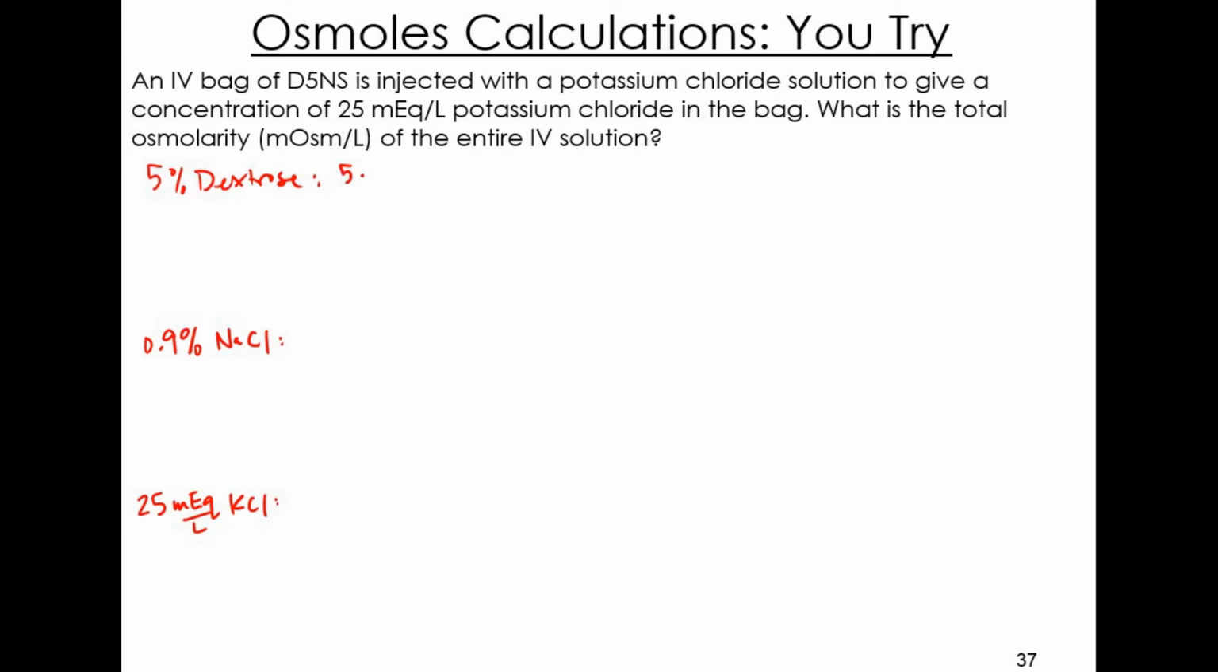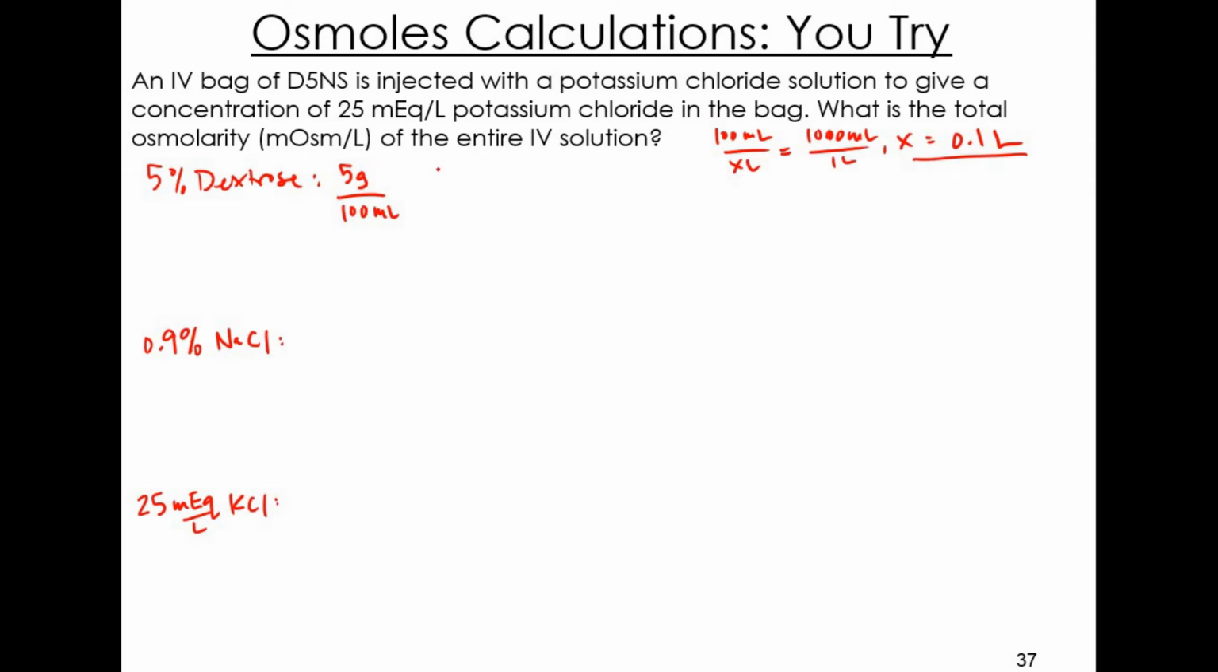So starting with dextrose, we have 5 grams dextrose per 100 mils of solution. We're going to need to be able to change 100 milliliters into liters, and so we can get that out of the way. How many liters are 100 milliliters? If 1 liter is 1,000 milliliters, so X is going to be 0.1 liter. And so we can use that later for the 100 mil volumes that we encounter. And now we can just worry about the 5 grams and getting it into milliosmoles.